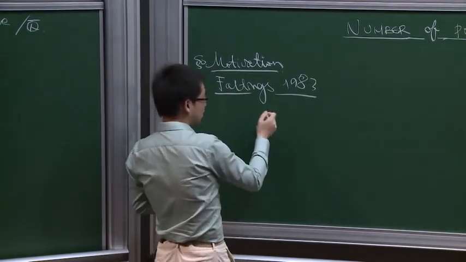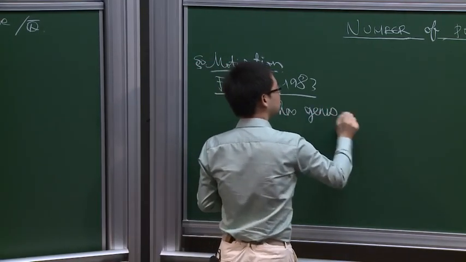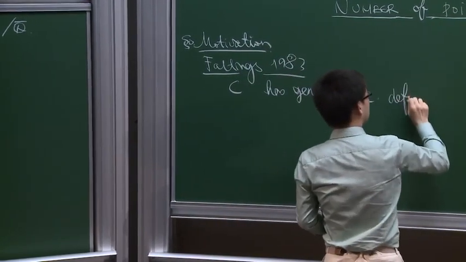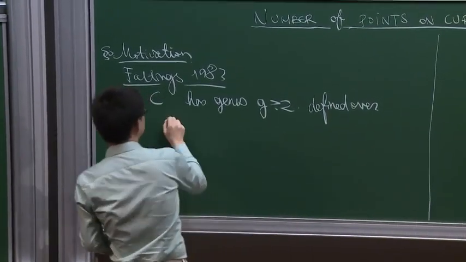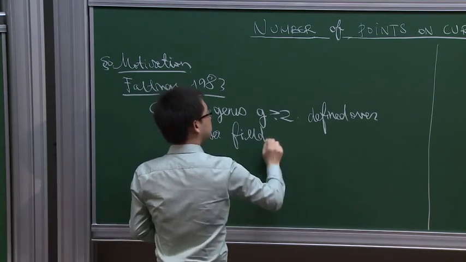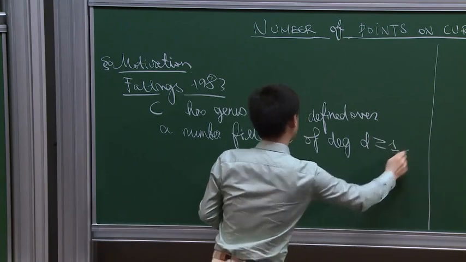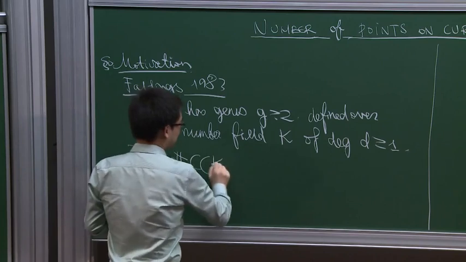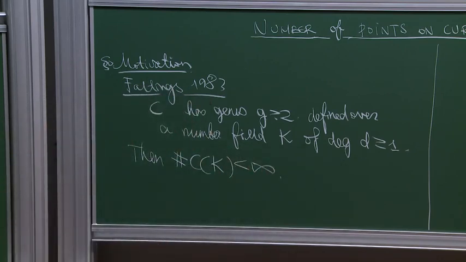if C has genus at least 2, defined over a number field K of degree D, then C has finitely many rational points. So this is the Mordell conjecture.